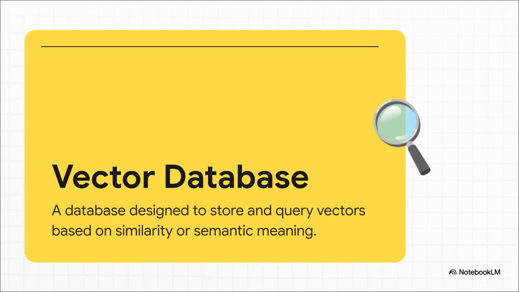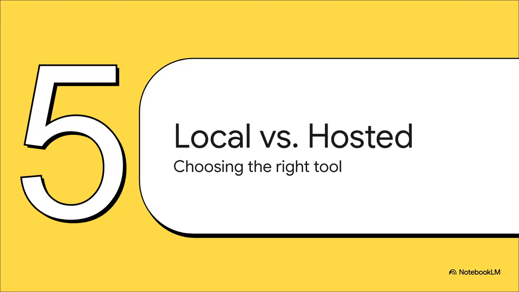This is not your typical database that's just looking for exact keyword matches. Nope. This is a library organized purely by semantic meaning. It makes searching for similar concepts incredibly fast. It's the kind of database where you can literally do math with words, like asking for king minus man plus woman, and it'll point you straight to queen. Pretty cool, right?